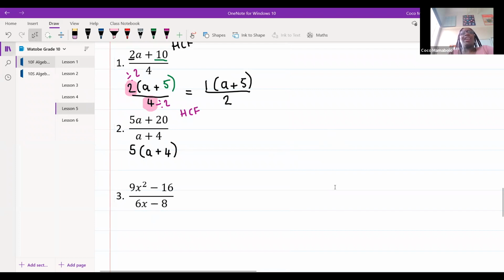Sorry, Nomaza. All right, guys. So I've taken 5 out on the top, and then I'm going to go here at the bottom. There's nothing I can factorize. There's no highest common factor I can take out at the bottom, a plus 4. Now, tell me, guys, what is common on the top and on the bottom? What do we have that's common?